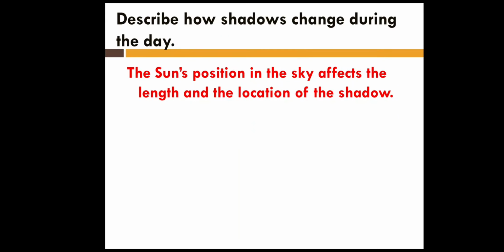Describe how shadows change during the day. The sun's position in the sky affects the length and the location of the shadow. Shadows are longest in the early morning and in the afternoon, when the sun appears low in the sky. In midday, the sun is very high, so the shadows will be short.